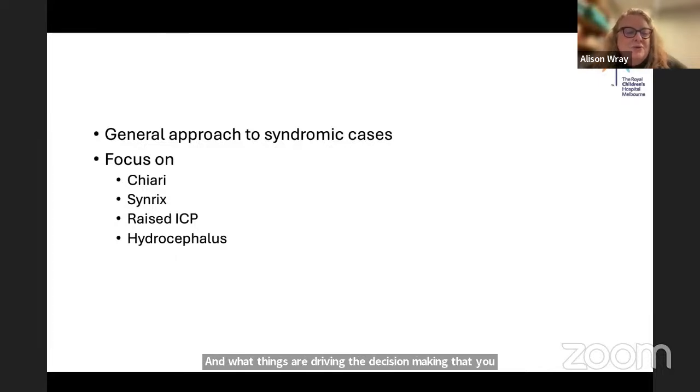You'll have heard from Luca's talk that there are lots of different techniques for managing craniosynostosis, and every group will have a slightly different technique. And when you're in a situation where you have lots of techniques, the answer to that is that there is no perfect technique, but there are lots of good techniques.